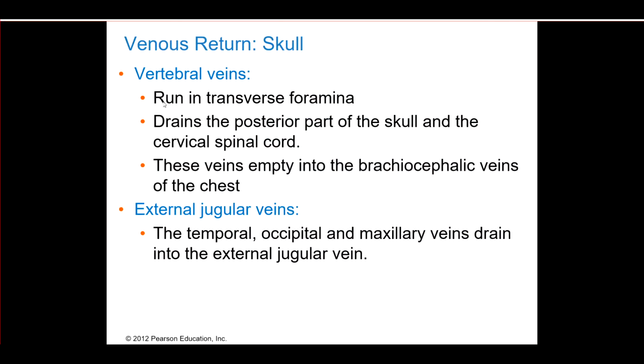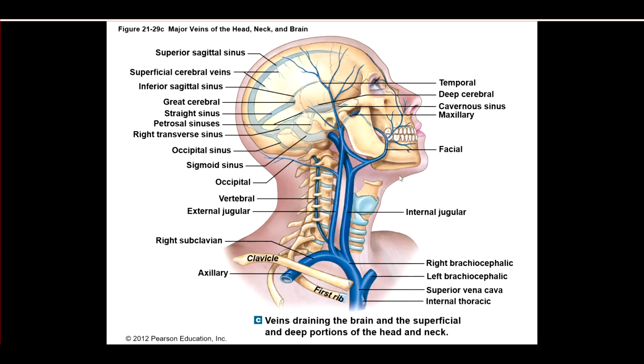Right, so the vertebral veins run in the transverse foramen, if you just want to put here, right next to the vertebral arteries, and they're basically draining blood from the posterior part of the skull and even part of the cervical spinal cord. As these veins go down, they're going to contribute to the brachiocephalic veins, right? They're going to ultimately drain into the brachiocephalic veins, and I'll show you what I mean by that right here.